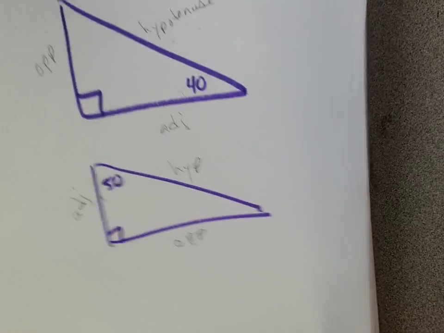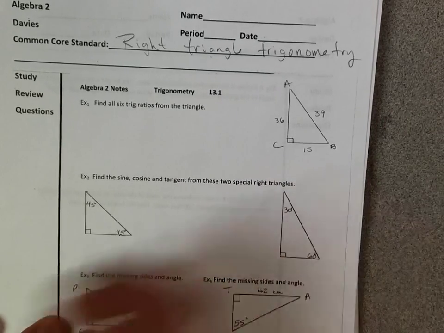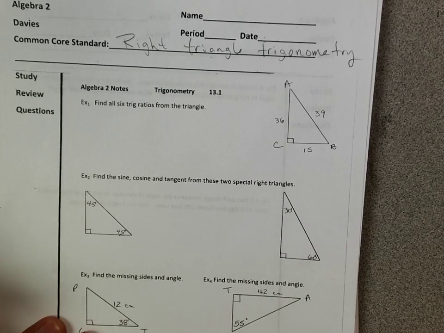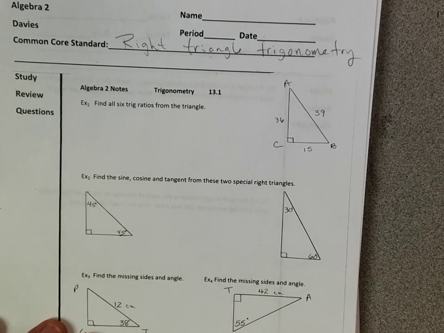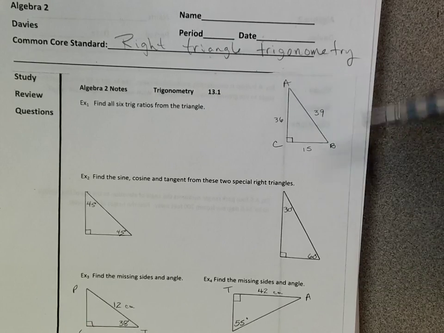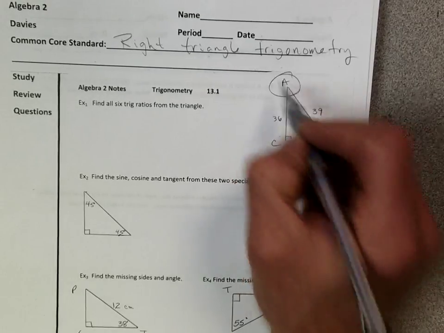So, let's move back to our notes. Number one, we want to name all 6 trig ratios from the triangle. So we've got the 3 sides. We just need an angle. So always start with the angle. Michaela, pick A or B. I don't care. One of the 2 angles. It doesn't matter. Which angle do you want? A. Good. Don't pick C. Angle A. So I'm going to circle angle A.